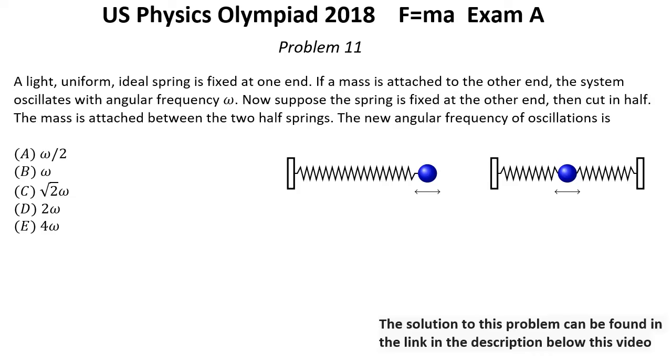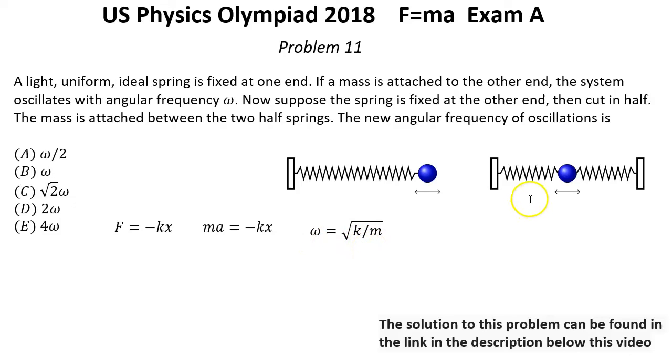Solution for problem number 11. Let's write the equation for the first case. We can write that force F equals negative kx, where x is displacement, and this force equals ma, and this is the regular equation for harmonic oscillation with angular frequency omega equal to the square root of k over m.